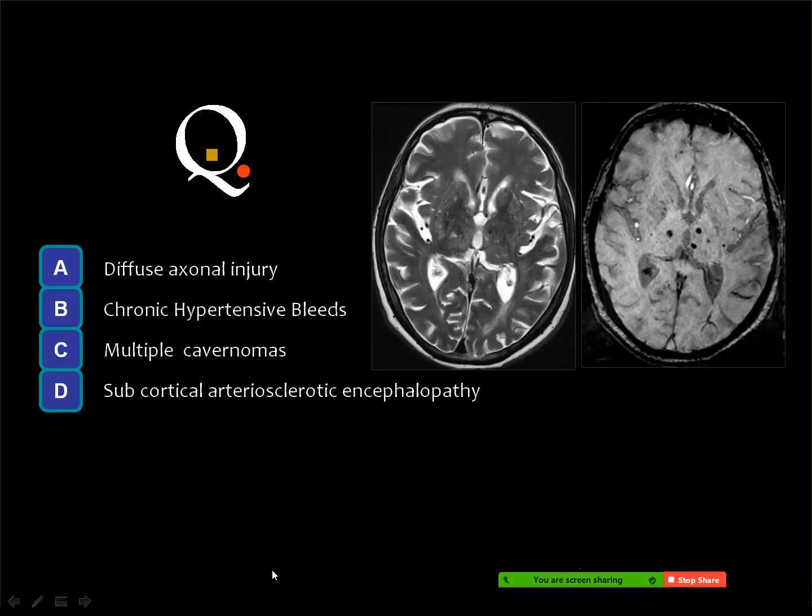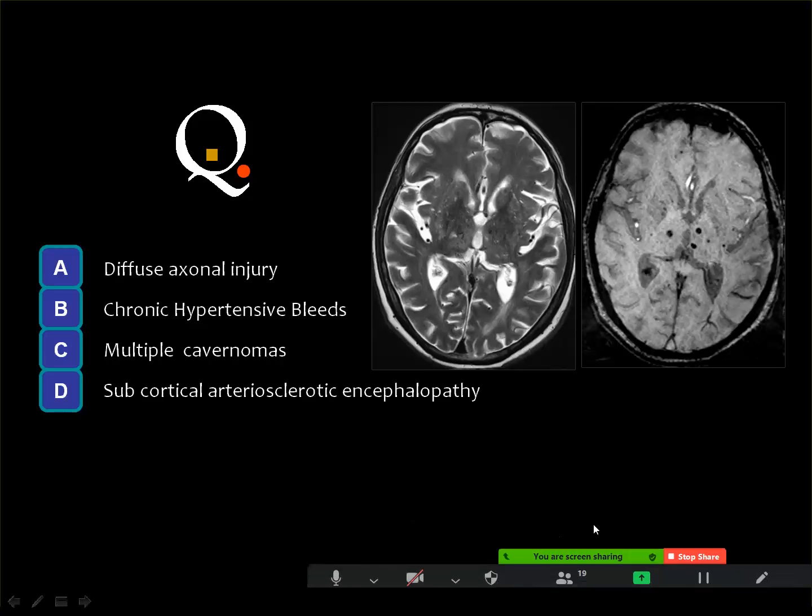Multiple cavernoma? No, there are none. Chronic diffuse axonal injury? No. And for diffuse axonal injury, you should have a definite history of major trauma. If you don't have this, look for another diagnosis.